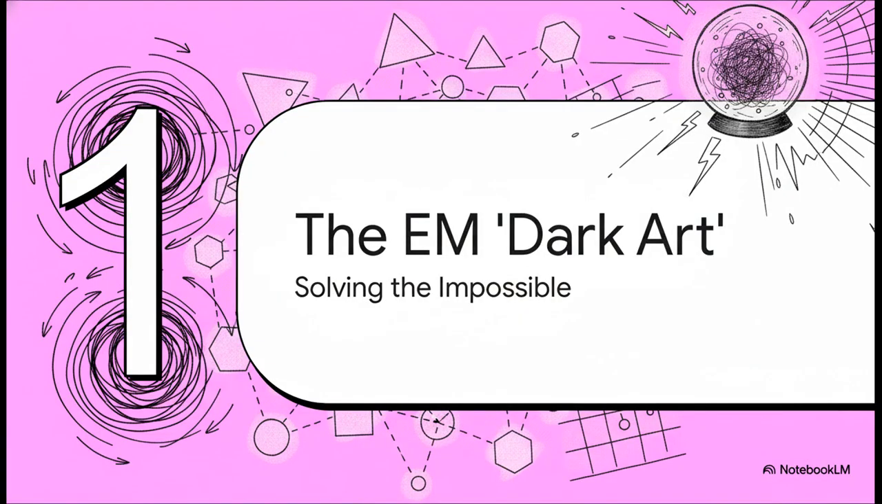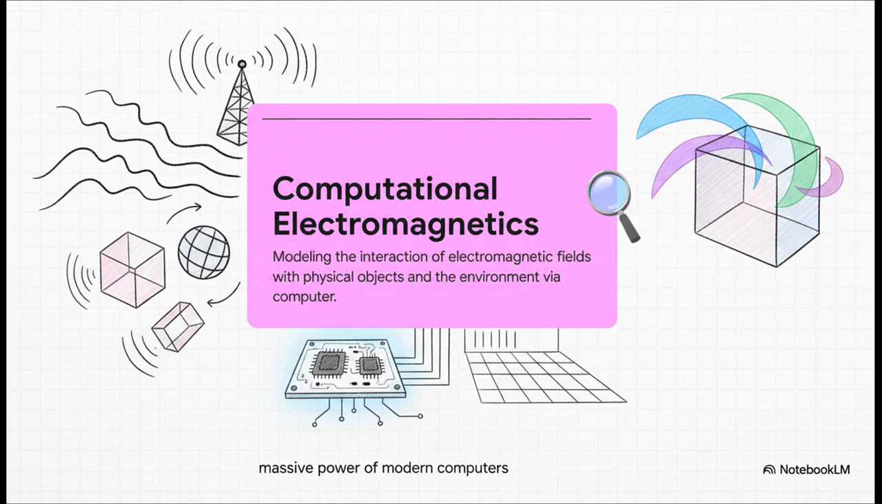So how do we solve these seemingly impossible problems? How do we turn this so-called dark art into a predictive science? All right, let's dive in. The answer is something called computational electromagnetics, or CEM for short. Instead of trying to find a single, perfect, exact solution, we use the incredible power of modern computers to calculate approximate solutions that are super, super accurate. It's really how we make the invisible visible.